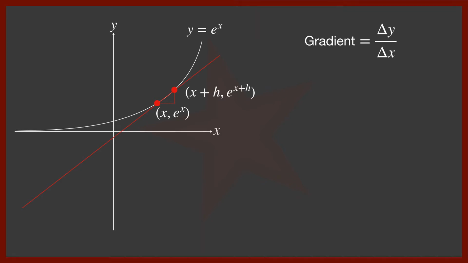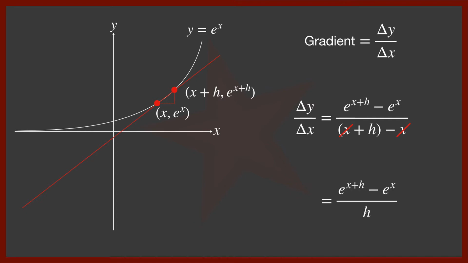Now we can connect the 2 points together and find the gradient of the line by finding the change in y over the change in x. We can write the gradient as e to the x plus h minus e to the x all over x plus h minus x. It's quite obvious that the two x's on the bottom cancel out, so let's just get rid of those real quick. This leaves us with e to the x plus h minus e to the x over h.